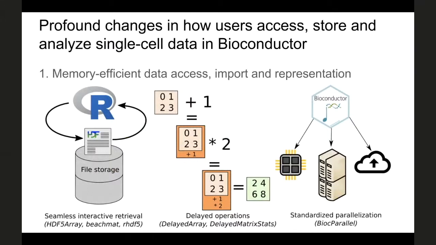And so what I just wanted to highlight at the beginning of this next section is that there have really been some profound changes in how users access, store, and analyze single cell data in Bioconductor, and there are really, I would say, five major contributions. One is memory efficient data access, import, and representation. Some of this you've already seen this morning: things like rhdf5 from Mike, delayed array operations, standard parallelization operations, and beachmat, which you'll hear about later.